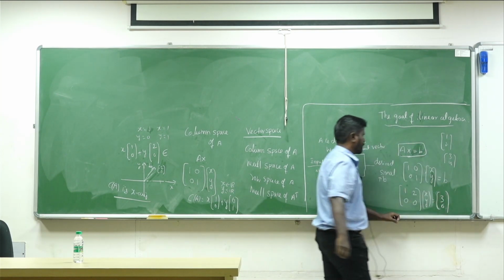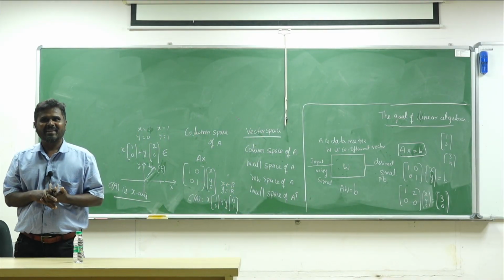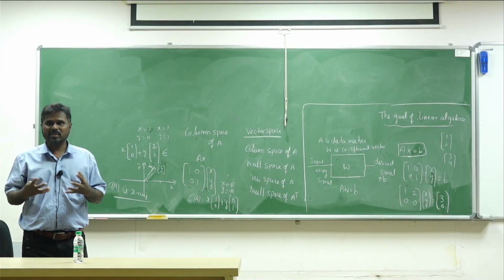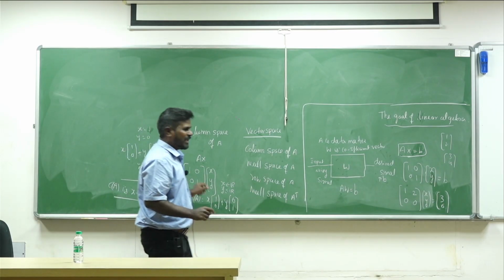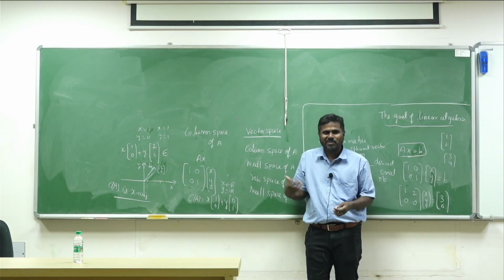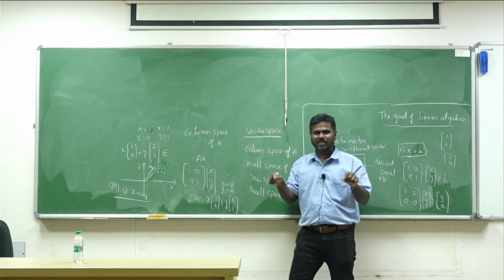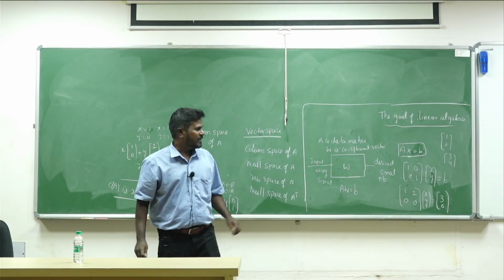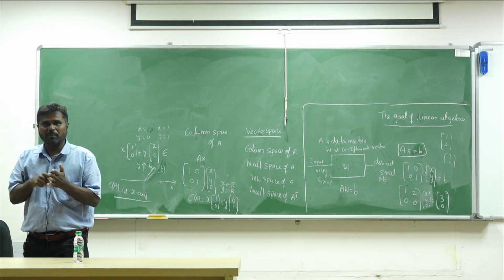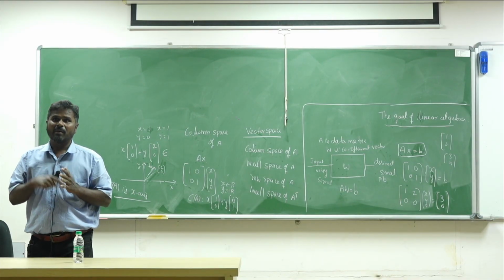Suppose I change the B vector to 3, 0. Do you have a solution for this? Yes. What is the reason that you have a solution? The B is coming from the x-axis. B is coming from the column space of A. So the first condition to have a solution is that B must come from the column space of A.